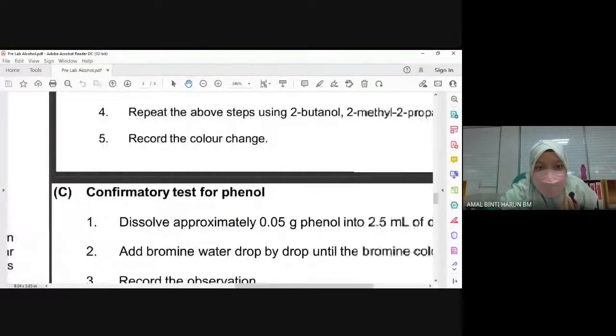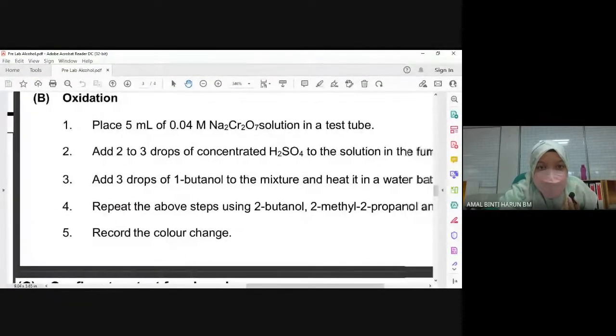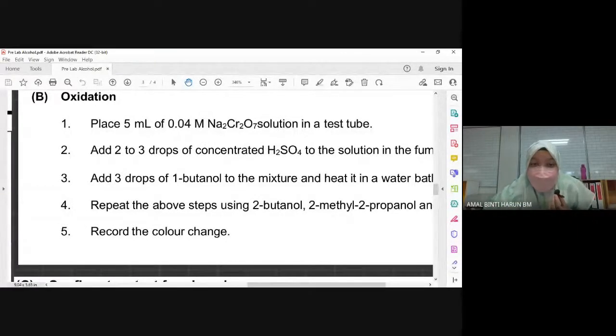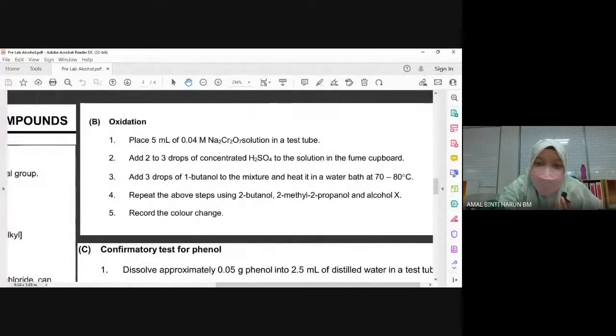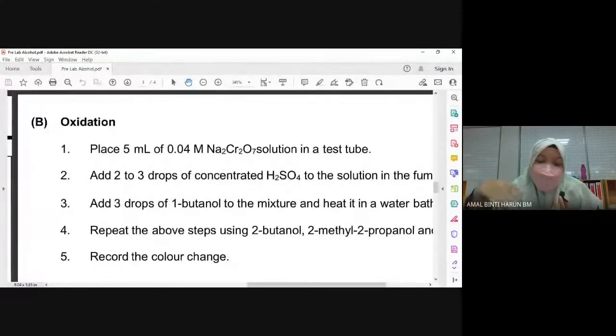And then the second one is oxidation. Sebab kita nak test apa? Kita nak gunakan oxidation alkohol menggunakan sodium dichromate. So ni pun sama, letakkan 2-3 drops of concentrated sulfuric acid. Lepas tu sodium dichromate 5 ml. Lepas tu 3 drop of alcohol, 1 butanol. And then kena heat dekat dalam water bath. Lepas tu pergilah buat ulang dengan semua alkohol tu, pergi letak dekat water bath. And then tengok color changes dekat each of the test tube di water bath.